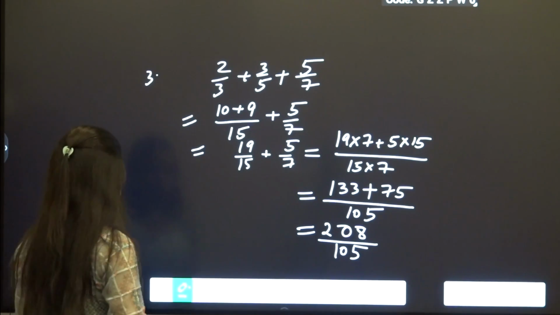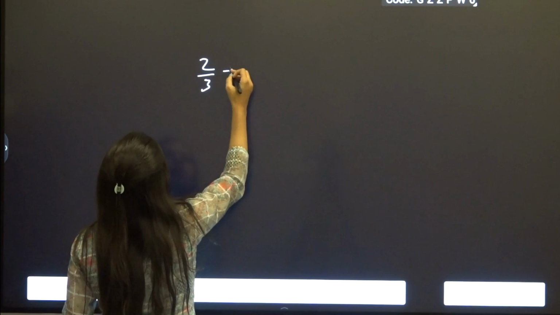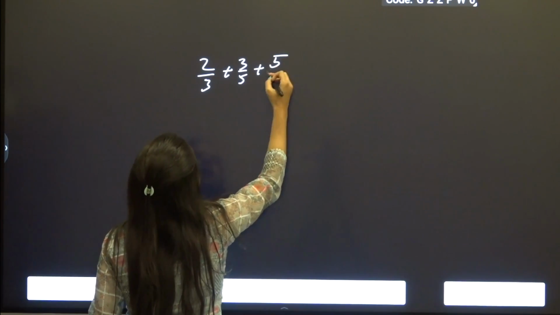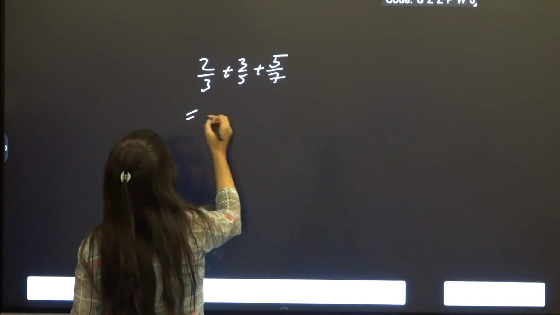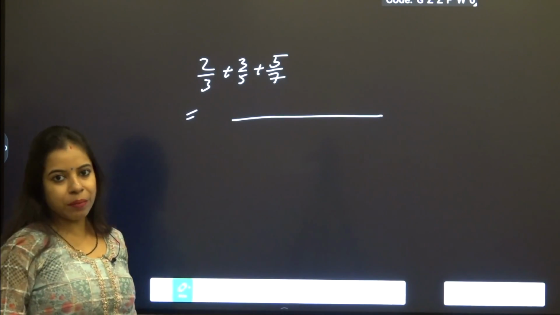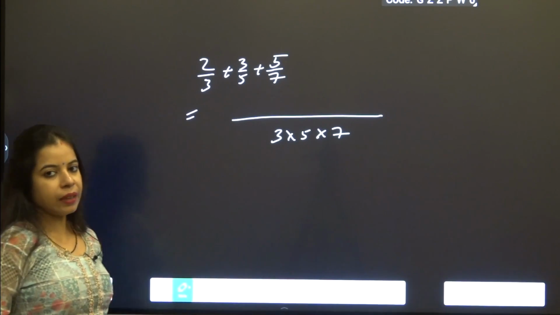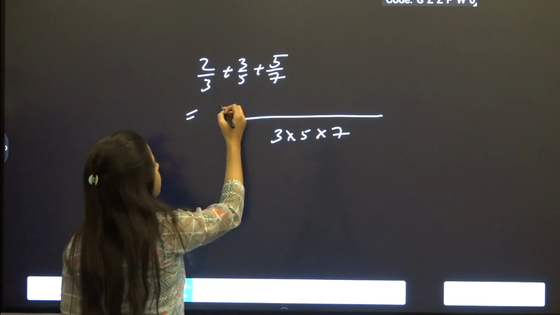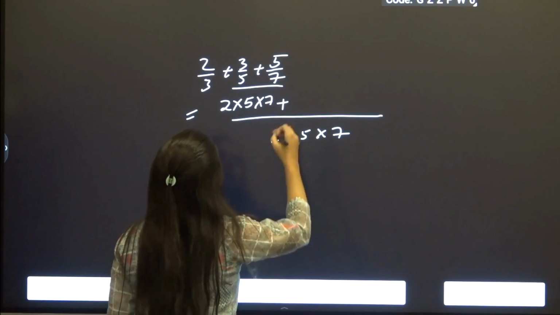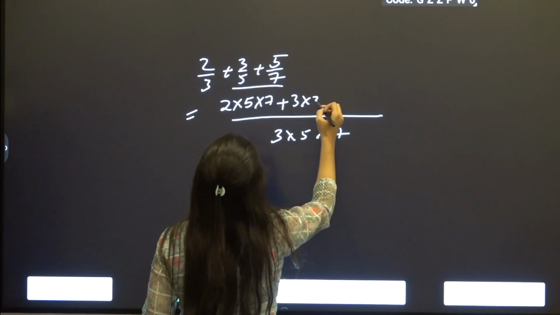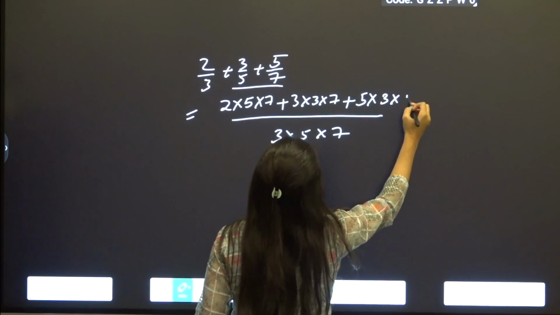Or secondly, what we can do is, with 2 by 3, 3 by 5 and 5 by 7, we can add them in one go. See how? All three are co-prime. So 3 into 5 into 7. And what we have to do is multiply 2 with 5 and 7, the remaining two, plus 3 into 7 plus 5 into 3 into 5.